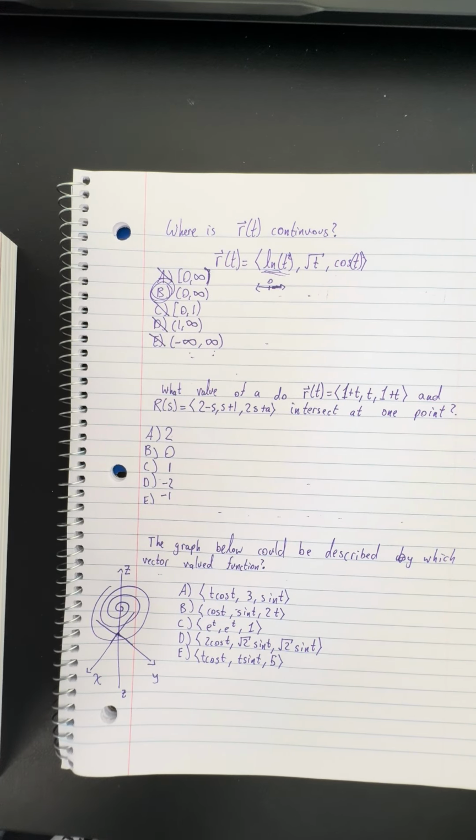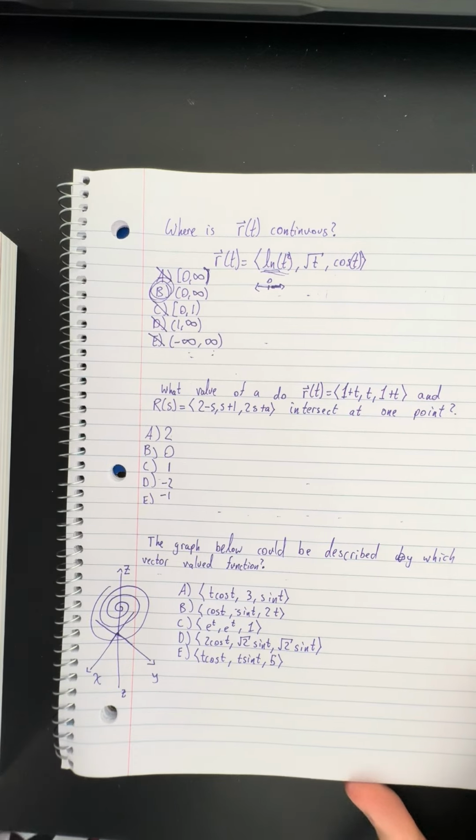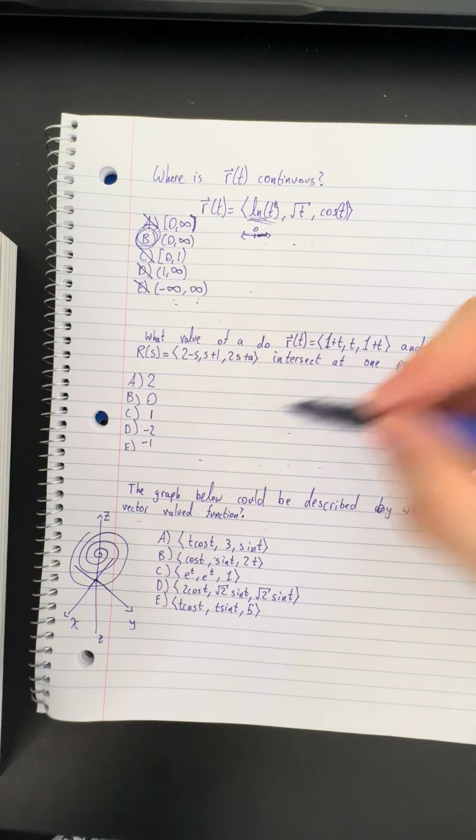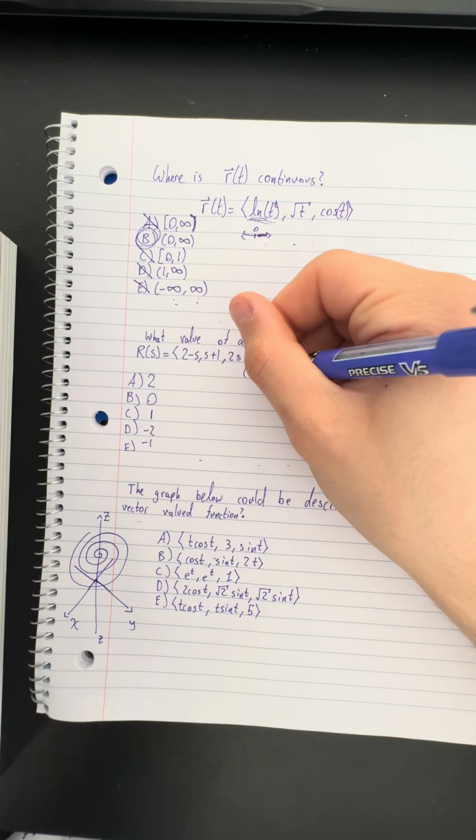Okay, this next one is kind of different because it does deal with lines, but it deals with points of intersection, which is kind of interesting to deal with. So what value of A do r of t equals 1 plus t, t, and 1 plus t, and r of s, which equals 2 minus s, s plus 1, and 2s plus A, intersect at one point? So for these guys to intersect, that means they share an XYZ point.